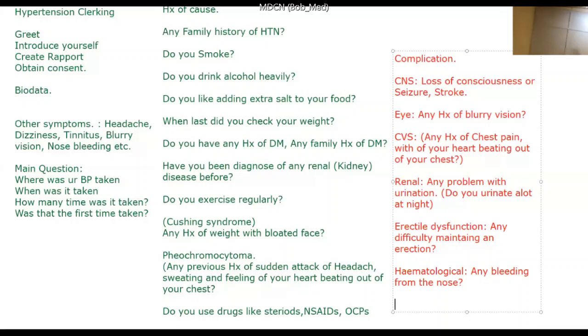You want to ask about respiratory complication. Respiratory complications. So you want to ask about difficulties in breathing. Are you getting me? Any difficulty in breathing. Please take note of all this. There are a lot of complications.